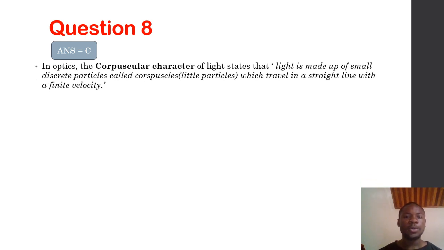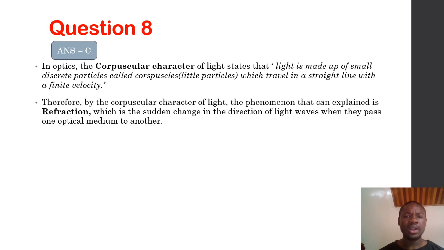In optics, the corpuscular character of light states that light is made up of small discrete particles called corpuscles, in bracket little particles, which travel in a straight line with a finite velocity. We can call that velocity the speed of light in a vacuum.